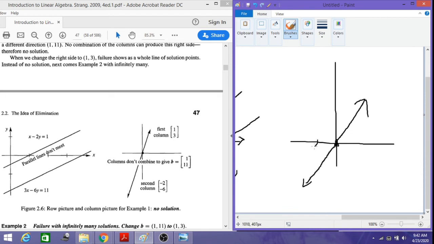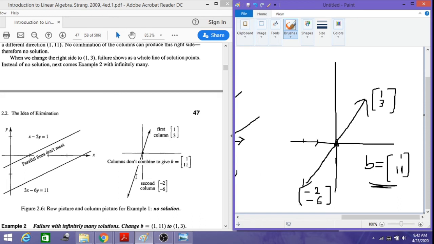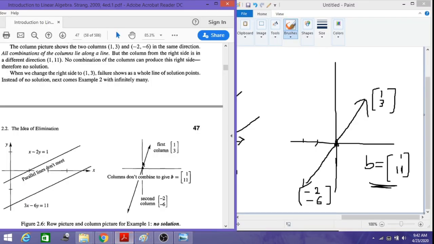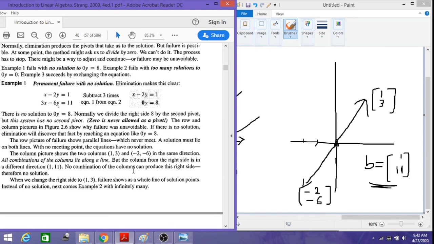So let us take the 2 steps here. This might be 2 steps and this might be 6 steps. So this will be -2, -6. It will come here, the vector. If we combine this, we will not get it, this is what it means. This is the first column, that is 1 and 3. If we add this, whatever the value of the multiplier, if you multiply this with x and y, we will never get this b. So we will never get this solution. So that is what it means here. It's a failure case.